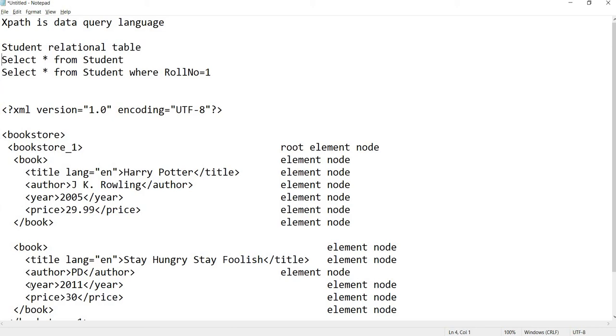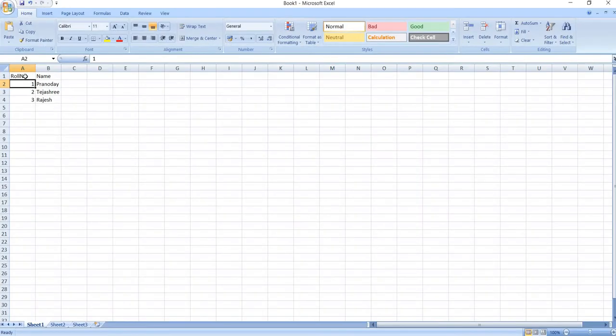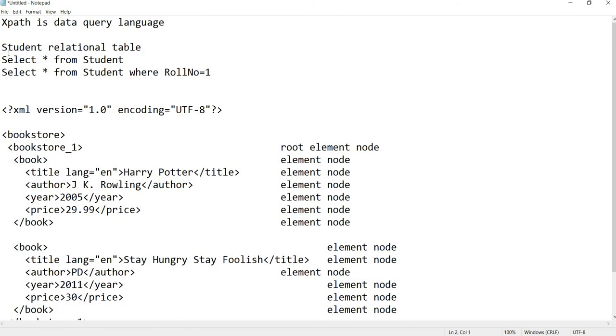Now we are all aware of SQL, right? Structured Query Language is a query language which we use to retrieve data from relational tables. Like I have one relational table here, a student table, having two columns, roll number and name, and a few records. Now if I want to fetch the data from this, how do I fetch? I write a SQL query, select star from student. The star says I want all the columns, and as there is no where clause, it will return us all the rows.